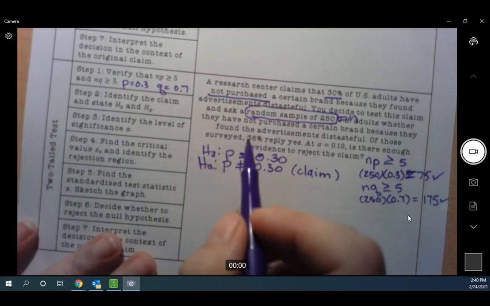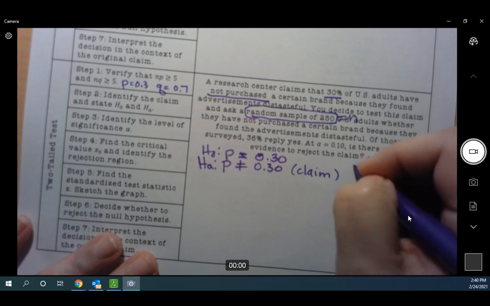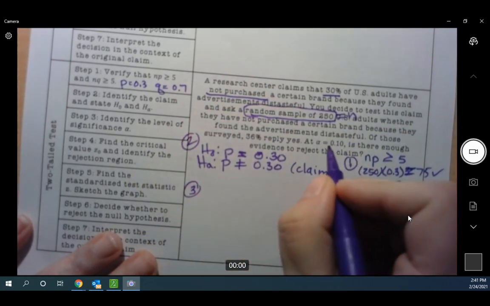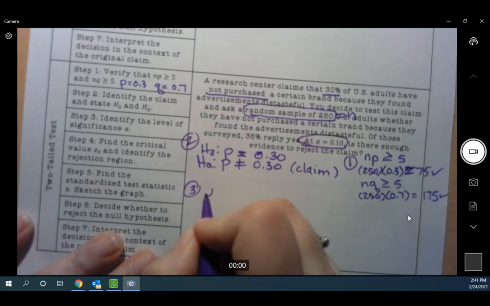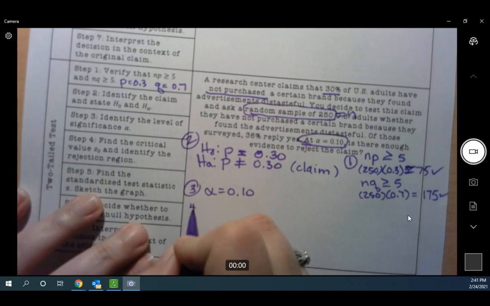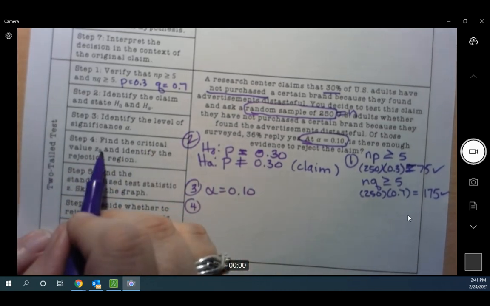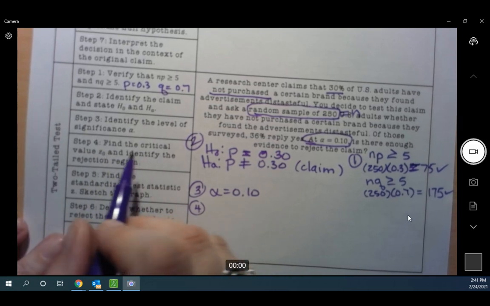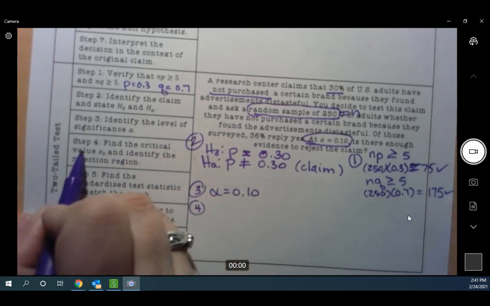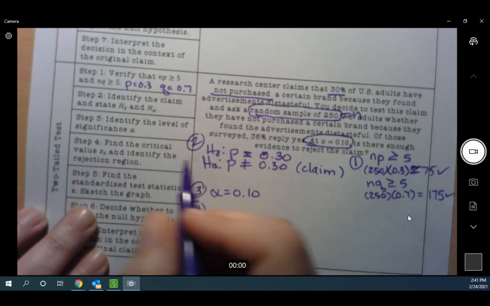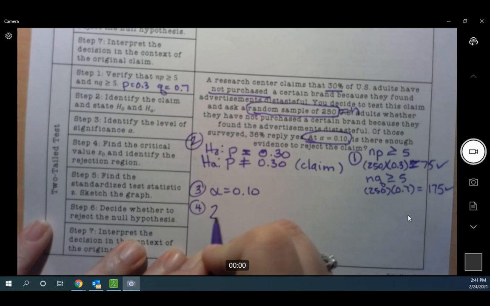And then you want to figure out, well, what is the HO and HA? We did that. So this was step 1. This is step 2. Step 3, we identify the alpha. Alpha is 0.10. We identify our Z. It's talking about the Z critical and rejection zone. You can actually say that as being identify the p-value if you wanted to. So we're going to first find our Z.